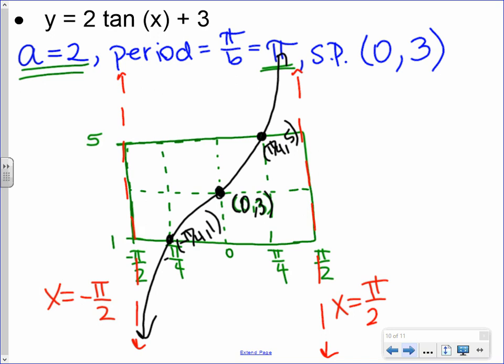Now I believe you have 5 problems for your homework this evening. It's important that you get through these, guys. Tangent is so much different, you have to practice it.